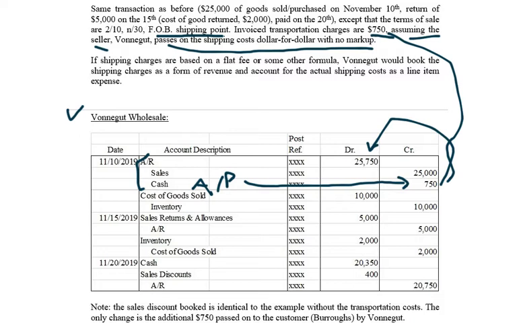Now, as far as booking the cost of the sale, that's the same as the original example. Just cost of goods sold debit, inventory credit for $10,000. No change there whatsoever. All right, so what about the return? Guess what? The return is the same. No changes at all. So really, the only change we have so far is right there. That's it. That's all we have to do.